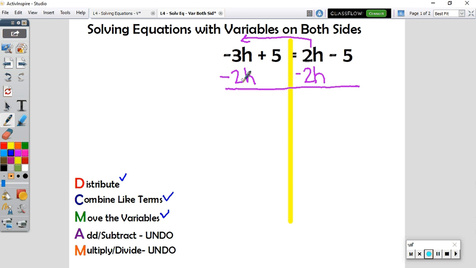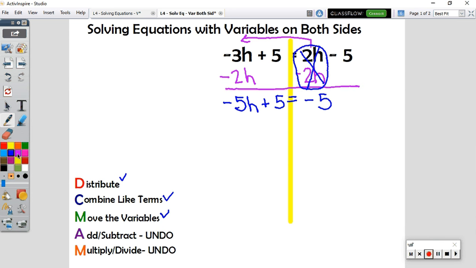So now negative 3h minus 2h is going to give me negative 5h. I still have this plus 5 here. On my right side, this 2h and this minus 2h become 0. And then I still have a negative 5 left.